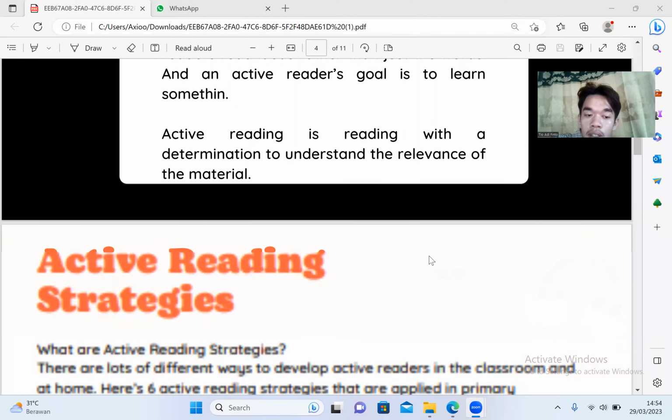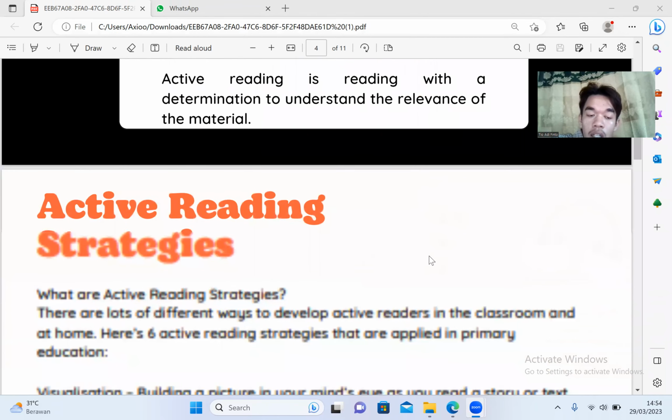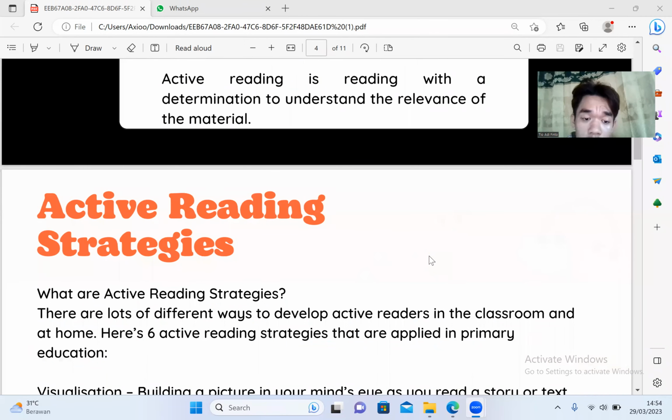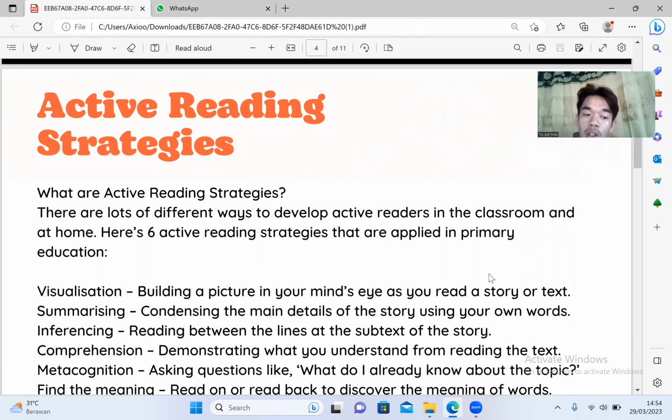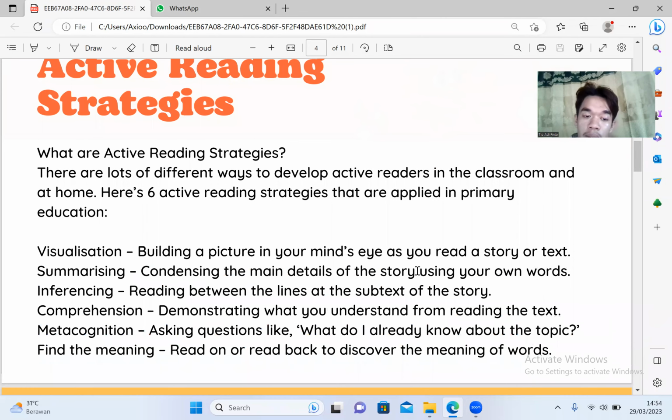And the second material is active reading strategy. So what is strategy for active reading? There are a lot of different ways to develop active readers in the classroom and at home. Here are six active reading strategies that are applied in primary education. So the first strategy is visualization. Visualization is building up pictures in your mind's eye as you read a story or the text.